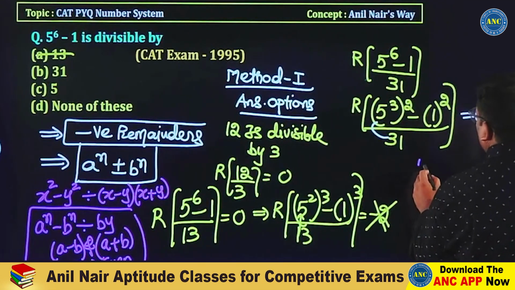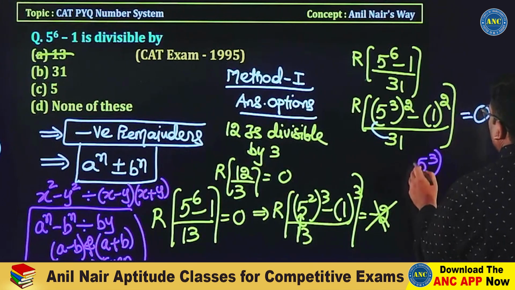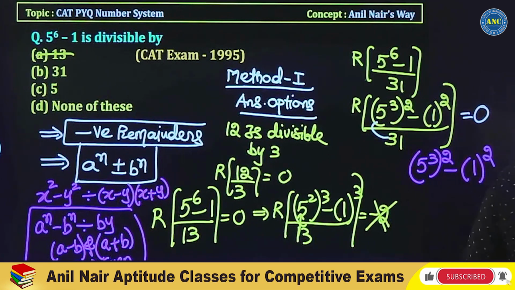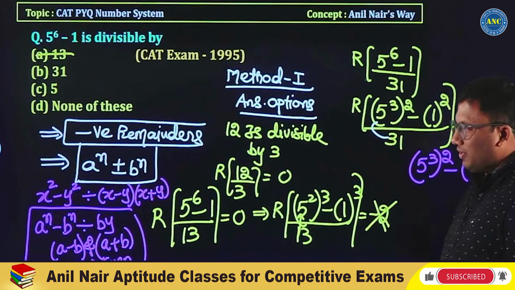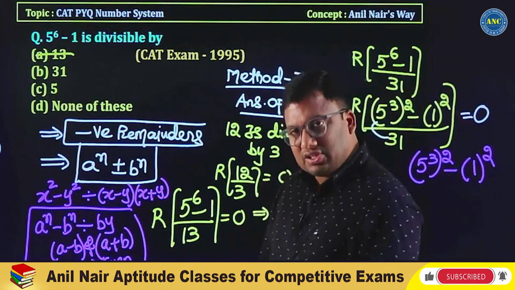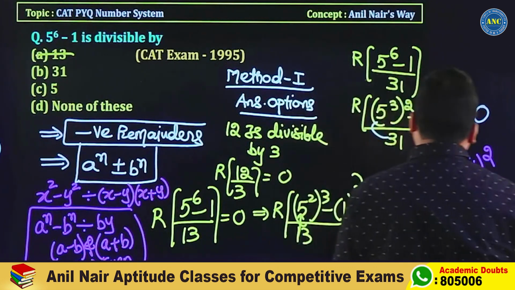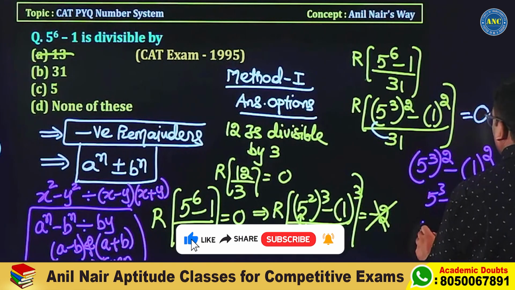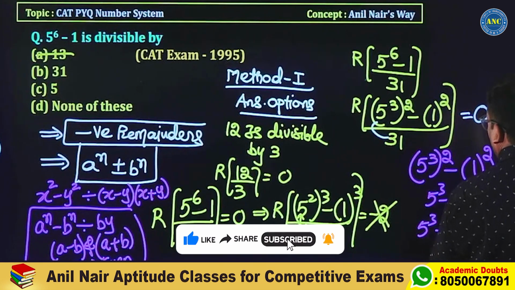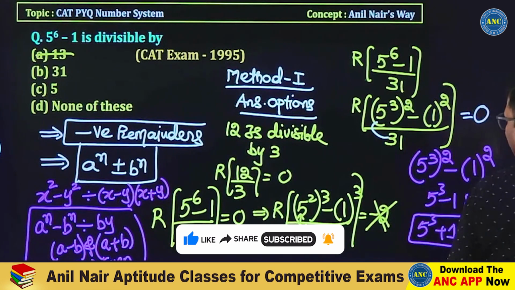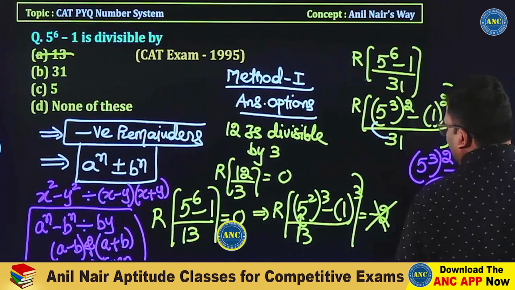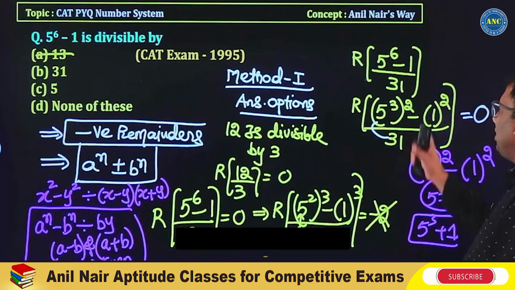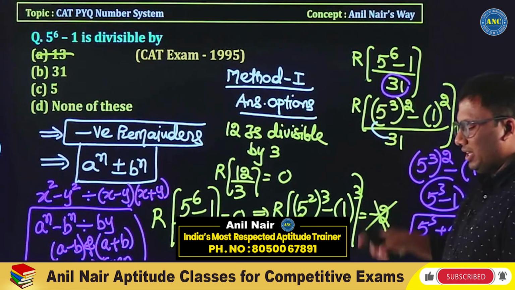So 5 power 6 can be written as 5 cube whole square minus 1 square. Is n an even number? Yes, n is an even number. So it is always divisible by a minus b and a plus b: 5 cube minus 1 and 5 cube plus 1. 5 cube minus 1 is 125 minus 1, 124. 124 is 4 times 31.